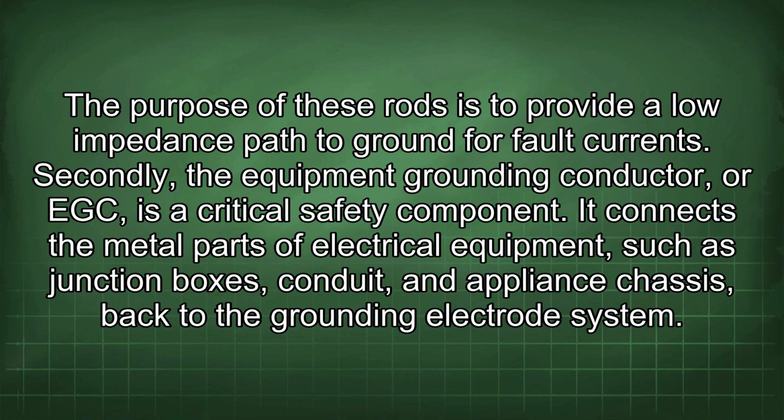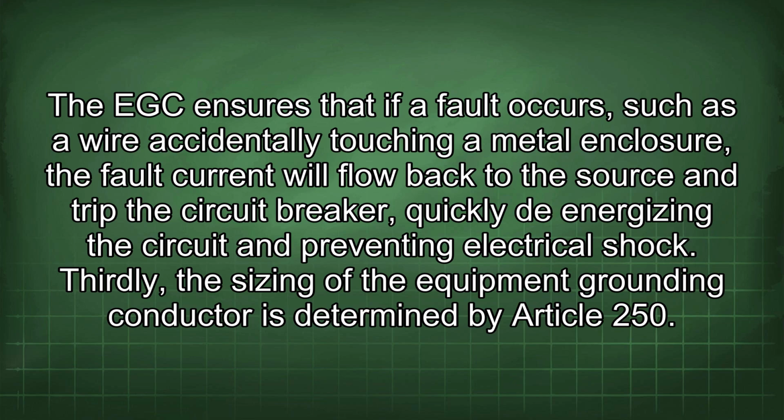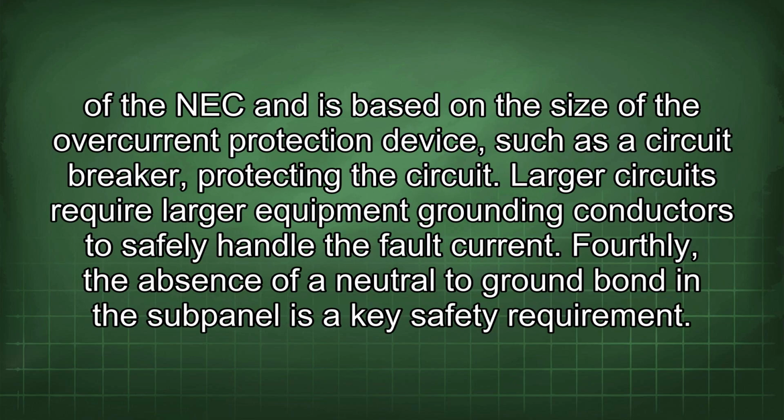It connects the metal parts of electrical equipment, such as junction boxes, conduit, and appliance chassis, back to the grounding electrode system. The EGC ensures that if a fault occurs, such as a wire accidentally touching a metal enclosure, the fault current will flow back to the source and trip the circuit breaker, quickly de-energizing the circuit and preventing electrical shock.